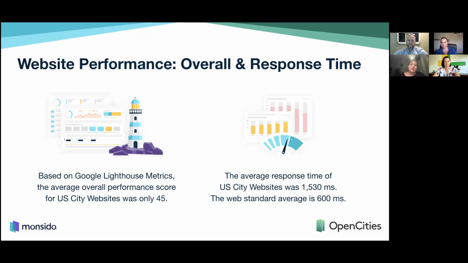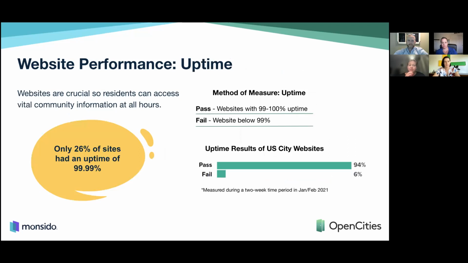So these are the kind of metrics that we were looking at and finding that there's still some work to be done. So in terms of uptime, only a quarter of the sites had an uptime of 99.999%, which is what you really want to see. That said, the majority of them were over 99. So it's not horrible, but always something to keep in mind and make sure that you're on top of.